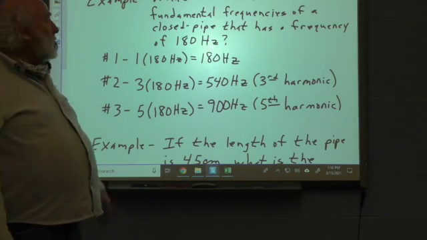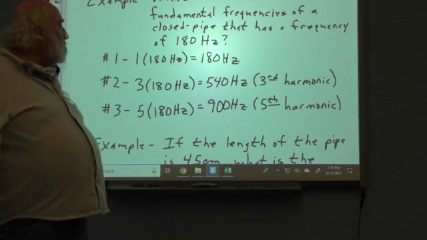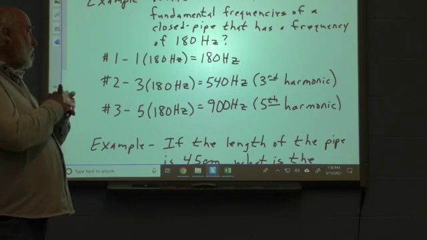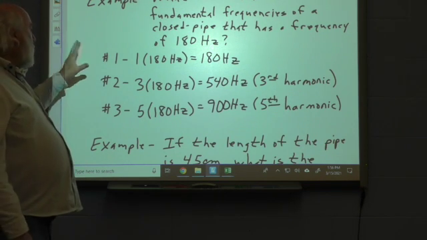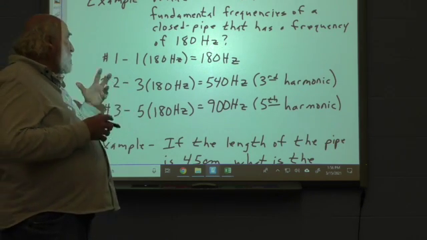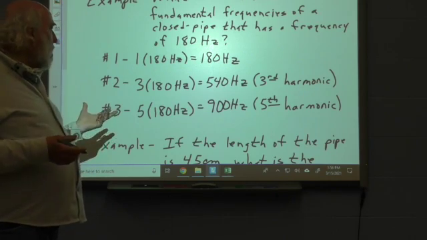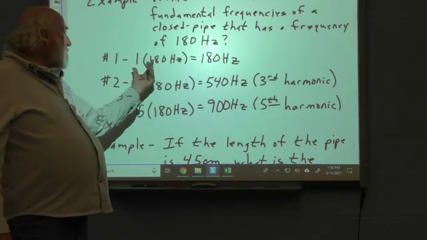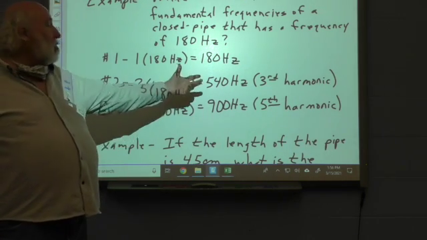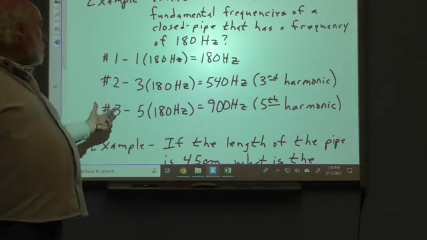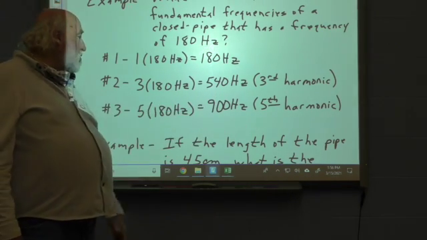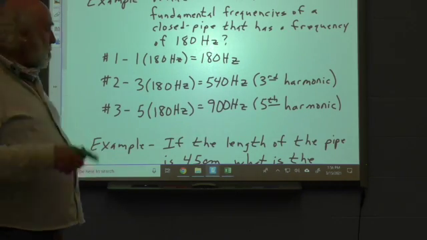Example of what we would use here: what are the first 3 frequencies of a closed pipe that has a fundamental frequency of 180 hertz? Well, the first frequency, which is the fundamental, the first harmonic, is going to be 180 hertz because it's 1 times that. But the second one is going to be 3 times that, which would be 540, and the third one would be the fifth harmonic, which would be 5 times 180, which is 900 hertz. So be careful of that.